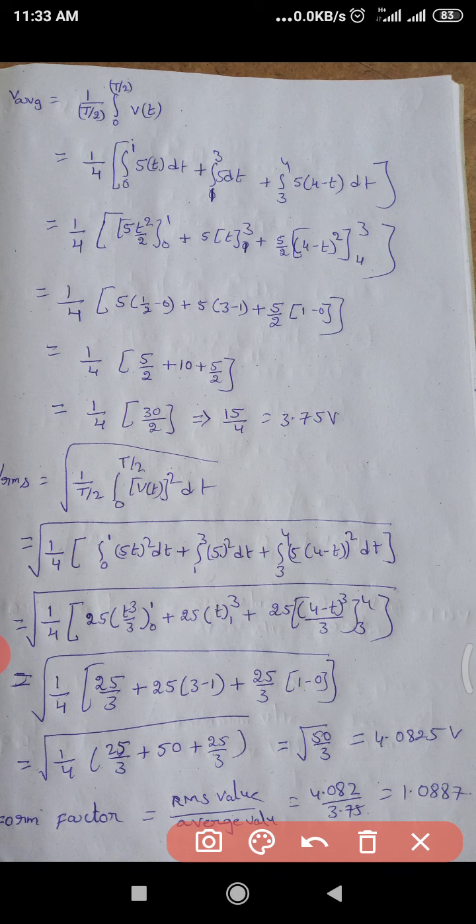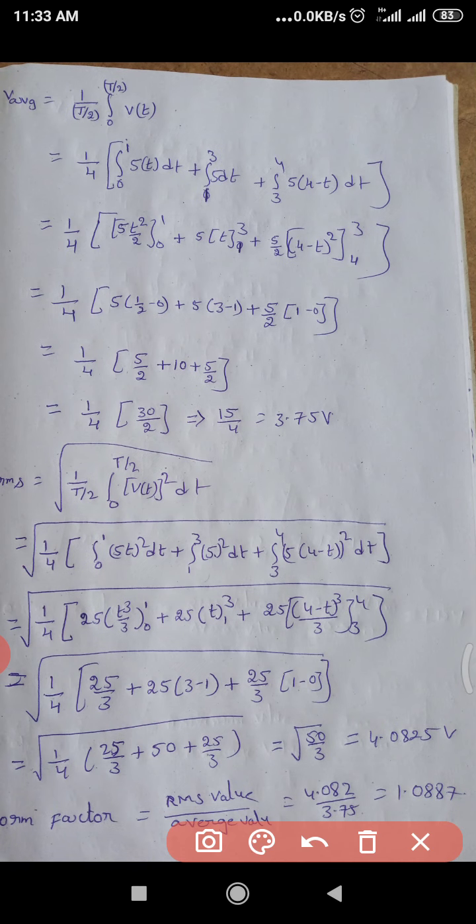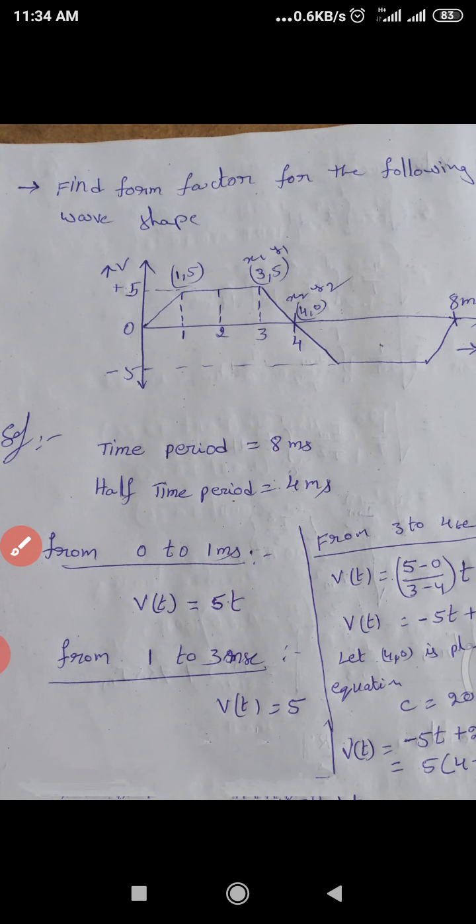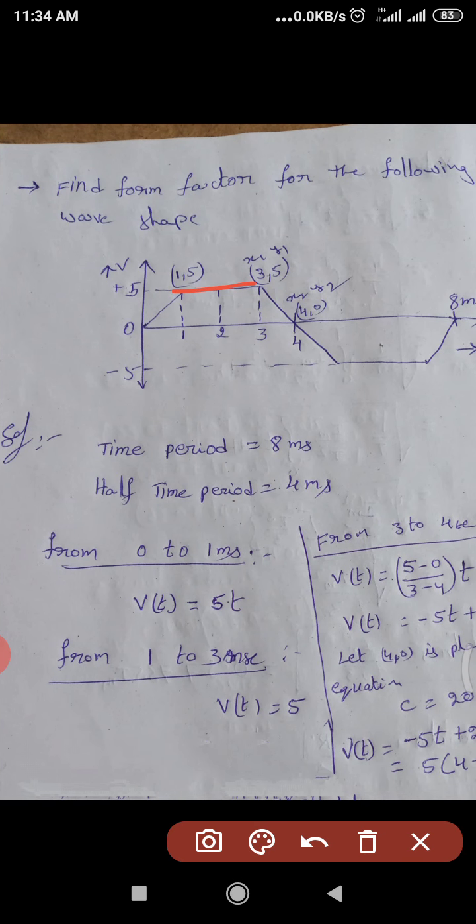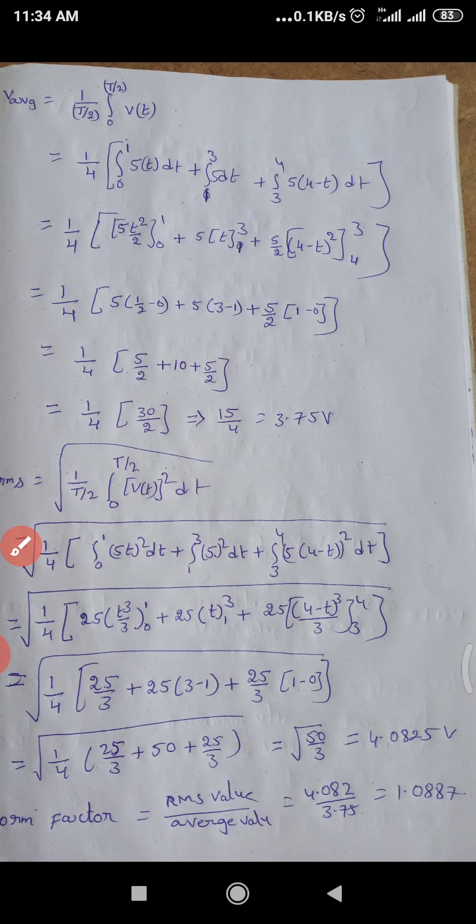That means we have to take the limits for the different shapes. That means 1 by 4, this is the overall half time period of the given wave shape. Next, from 0 to 1 we get 5t into dt. Next, from 1 to 3, observe here, we get v of t is equal to 5. Now I am substituting 5 into dt.